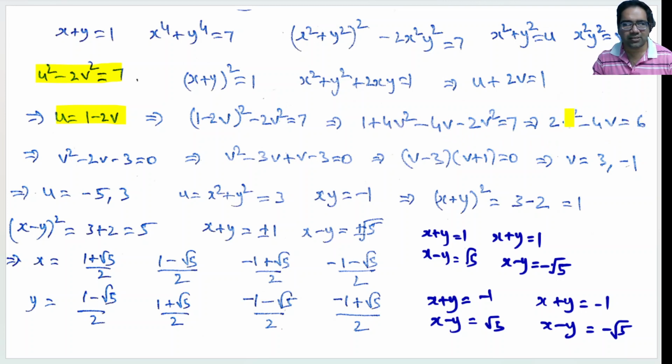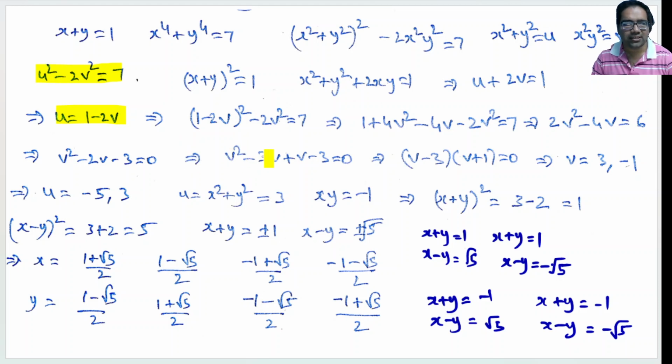This is much simpler, right? You can cancel 2 also. Cancelling 2 from both sides, v square minus 2v equals 3, so v square minus 2v minus 3 equals 0. This is a massively simplified equation. Now let us solve this further.